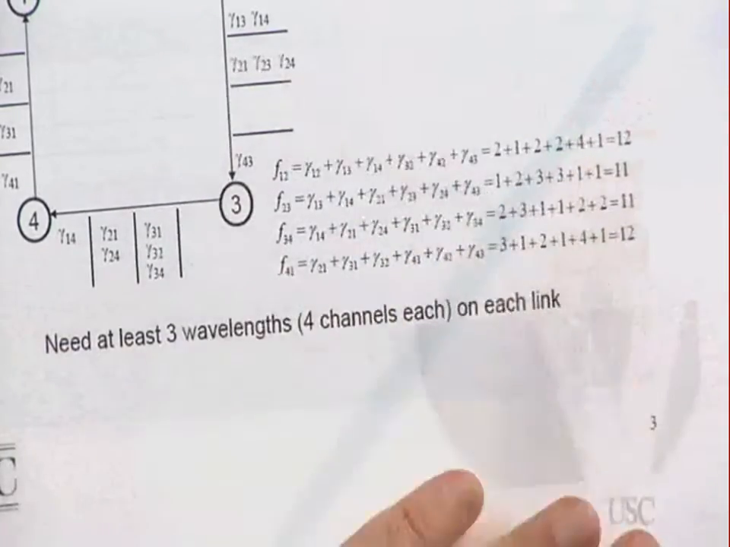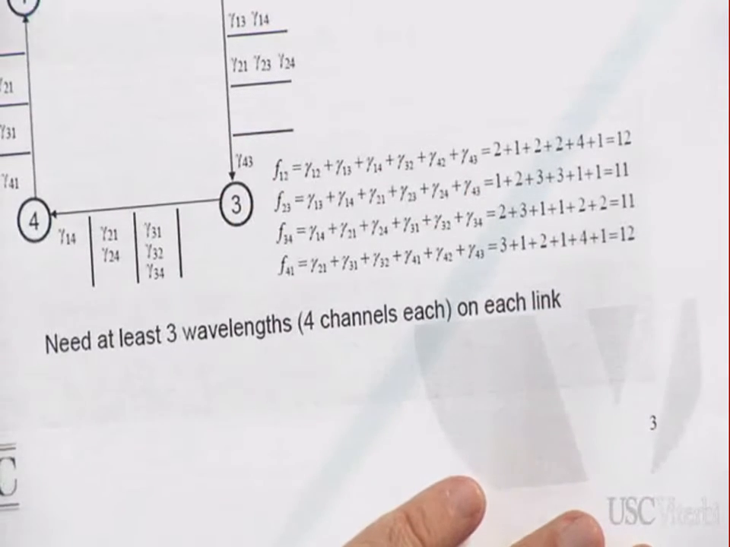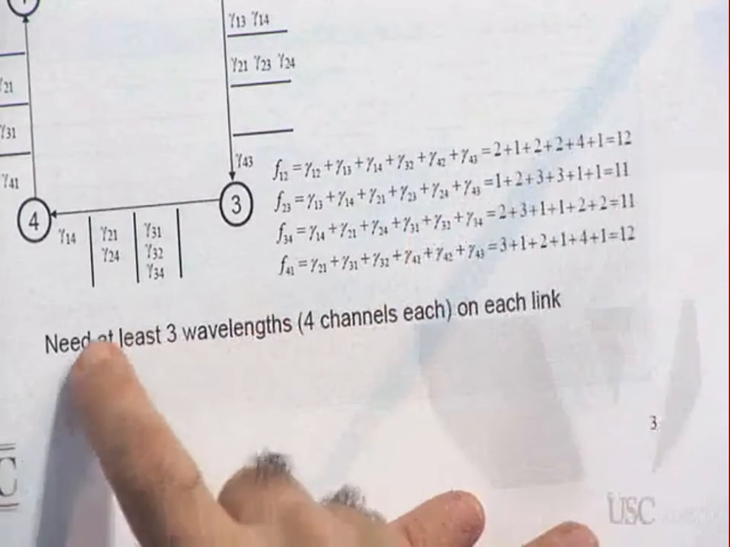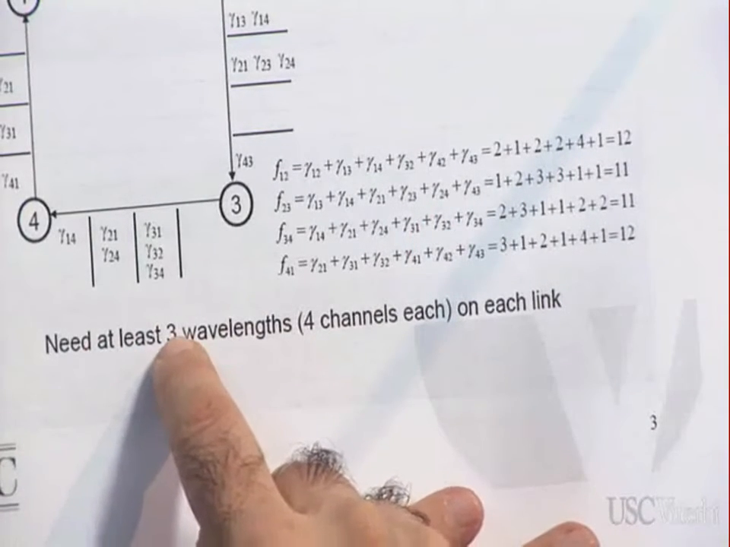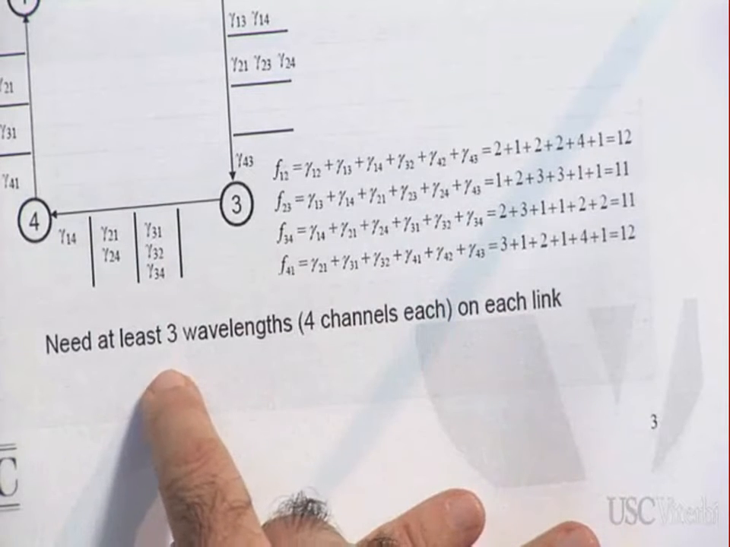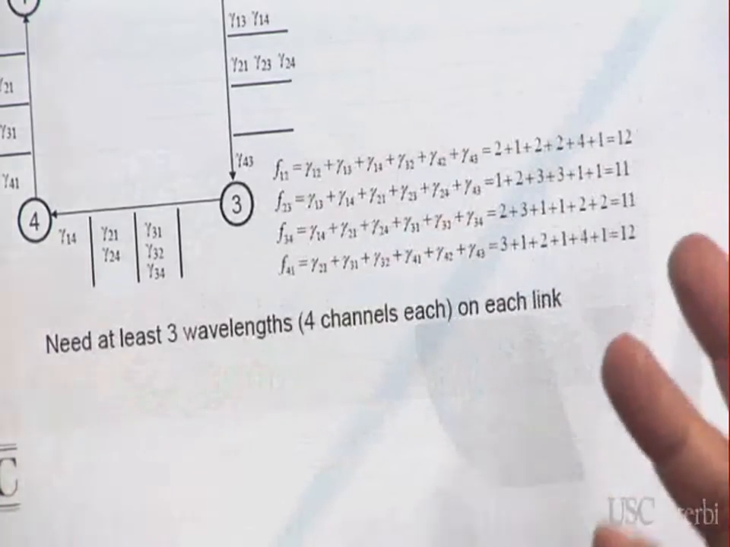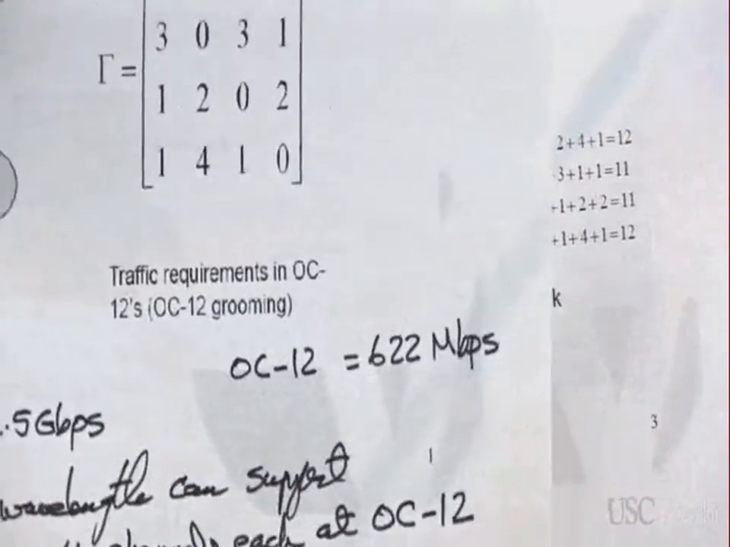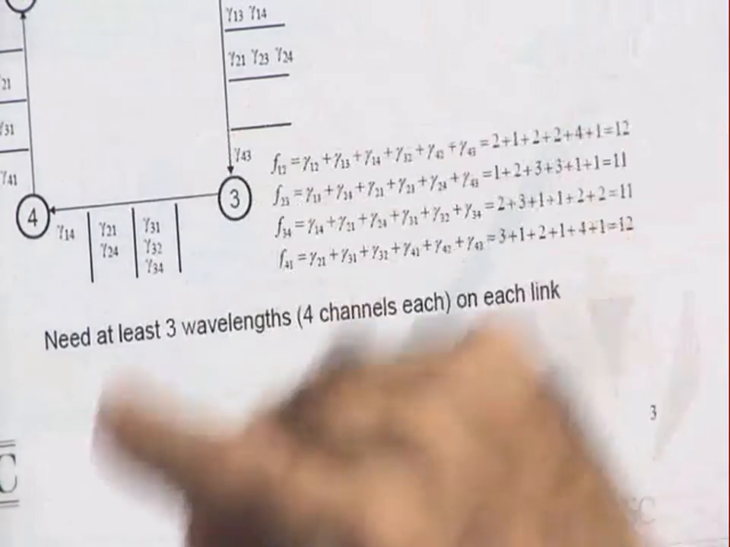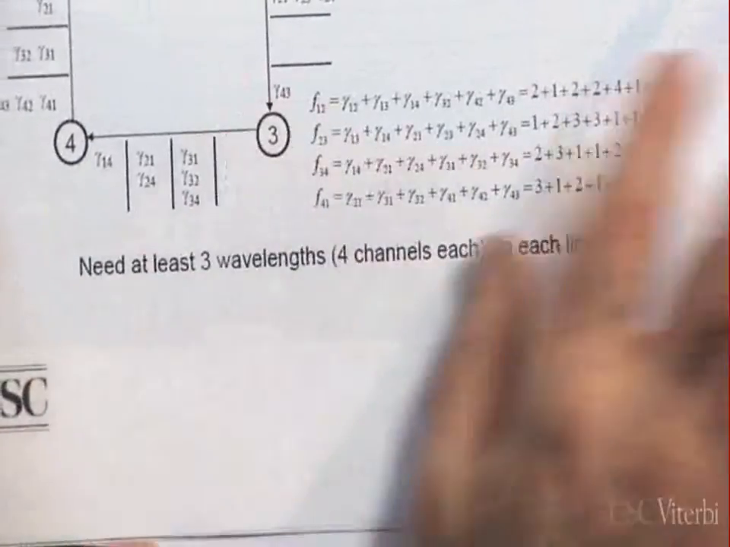When I say 12, 12 what? 12 OC12. How many wavelengths do I need? I need at least 3 wavelengths on each link. Why? Because every wavelength can support 4 OC12. Since I needed 12, then I need at least 3 wavelengths. Clear? Okay. Now, what about this link?